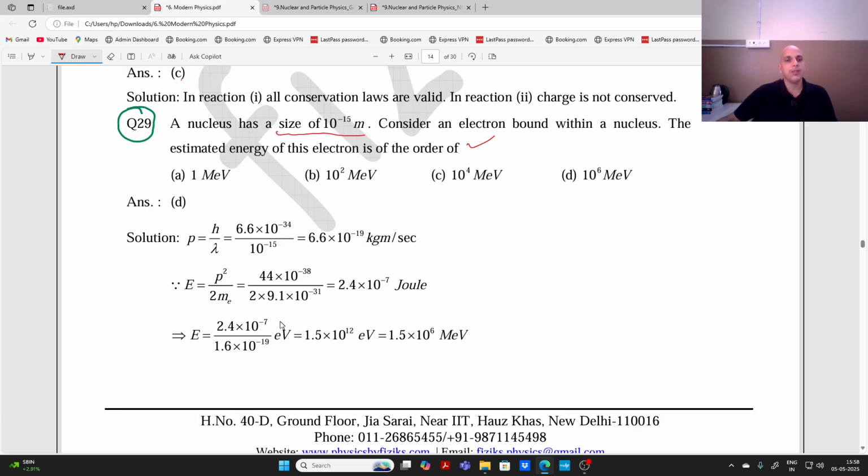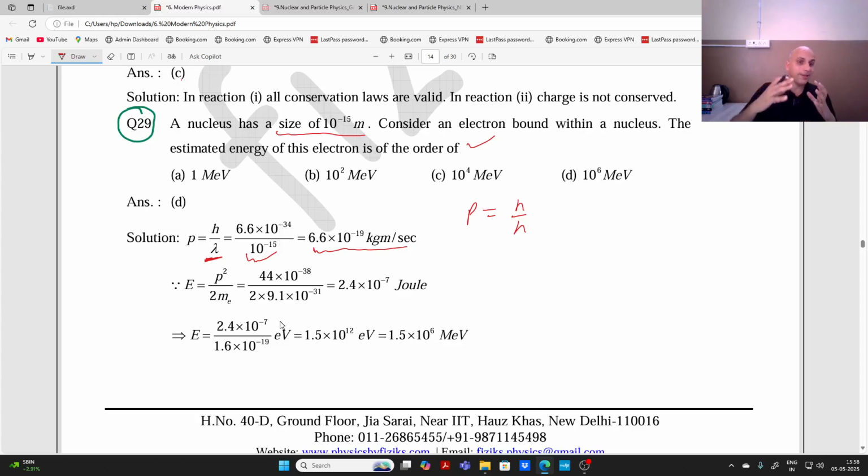So in order to estimate the energy, first of all we have to estimate the momentum. So p is equal to h upon lambda. Now h is Planck's constant, and lambda is the wavelength associated with the nucleus. The wavelength associated with the nucleus will be of the order of its size, that is 10 raised to power minus 15 meter. So I put this value, and I got the momentum.